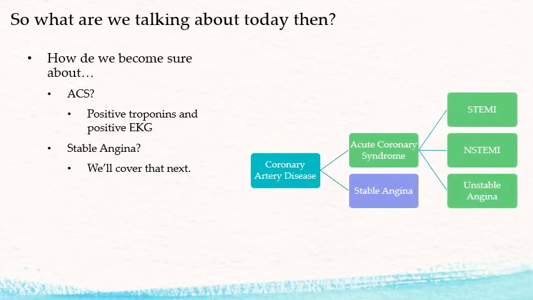Again, how do we become sure about it? How do we know when we have an ACS? Positive troponins, positive EKG. Well, then how are we sure we have stable angina? That's what we're going to talk about now.